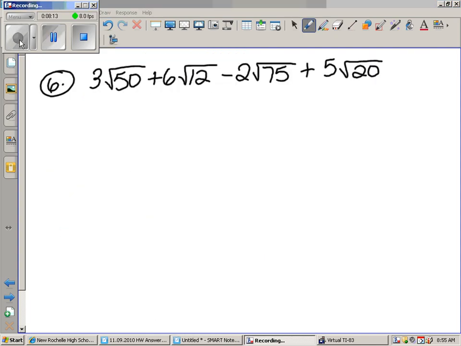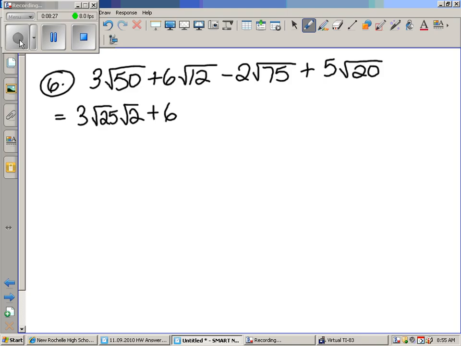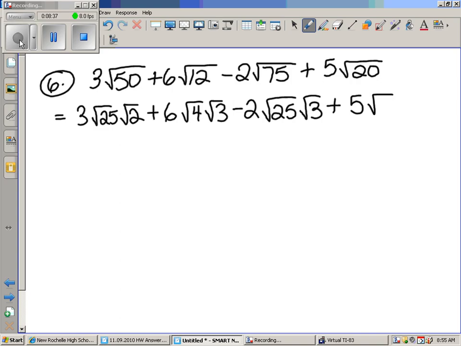Here we go. Okay, problem number 6. All we are trying to do is simplify something like this. The first thing we have to do is break them all down and simplify them out. So 3 times square root 25 square root 2 plus 6 square root 4 square root 3 minus 2 square root 25 square root 3 plus 5 square root 4 square root 5.